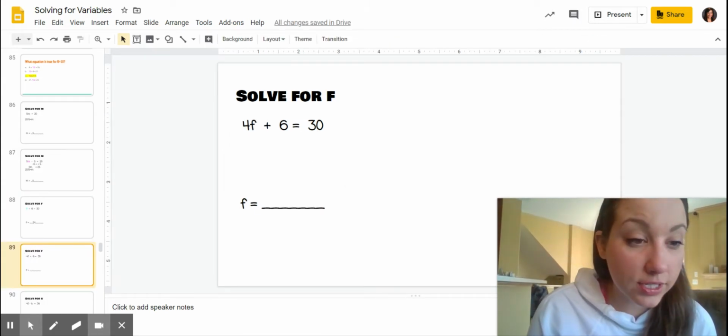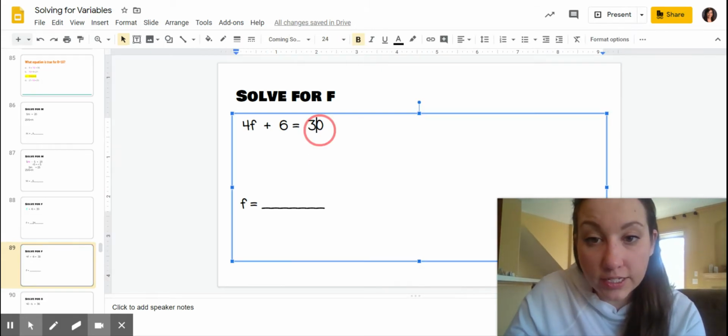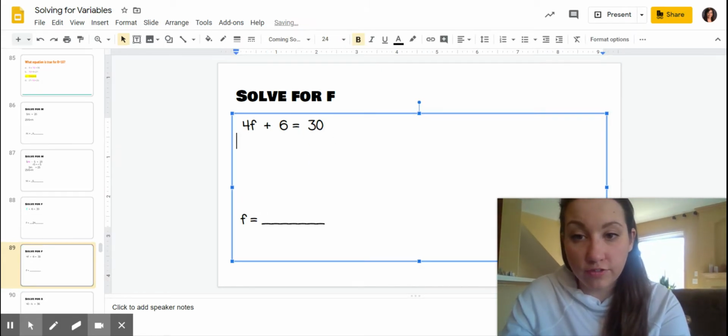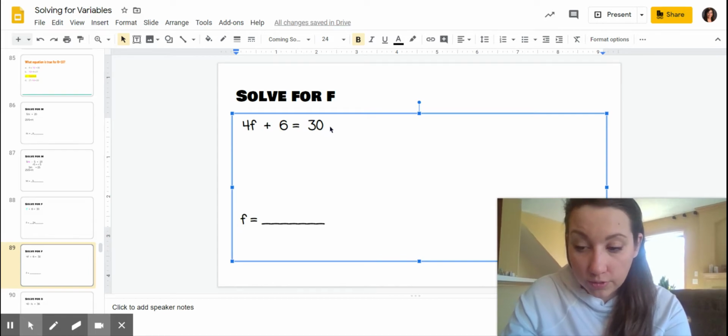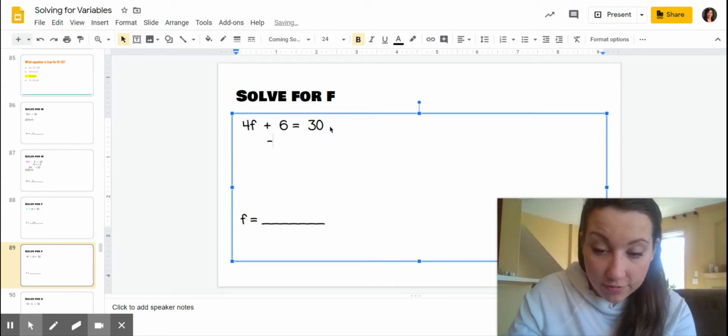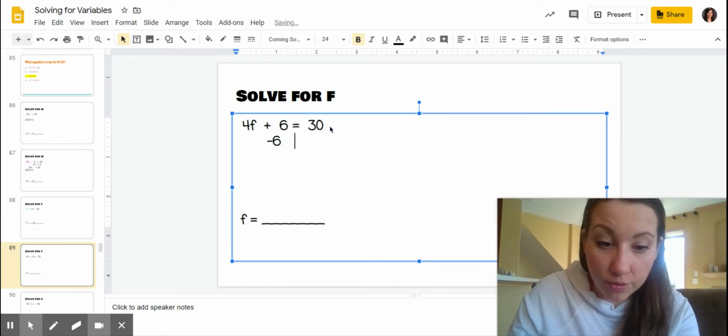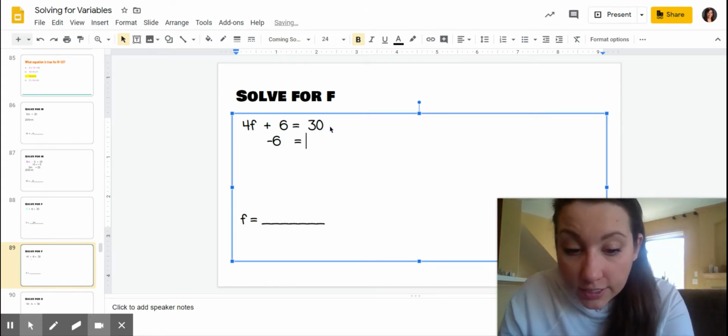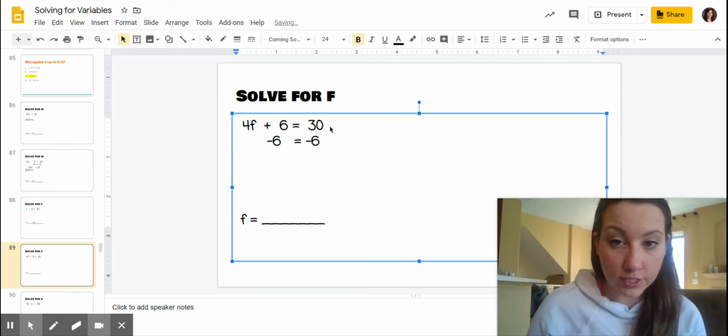Another. This is just like the one before, where we practice doing things to the equation to find it out. So, on the last problem, we actually added 5. This time we're going to subtract 6 from this side of the equation and subtract 6 from the other side of the equation.